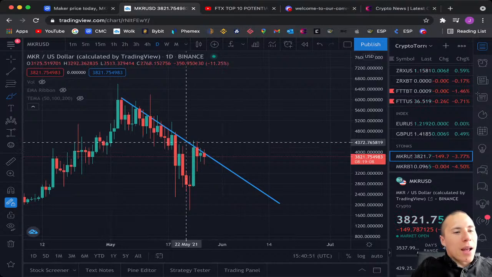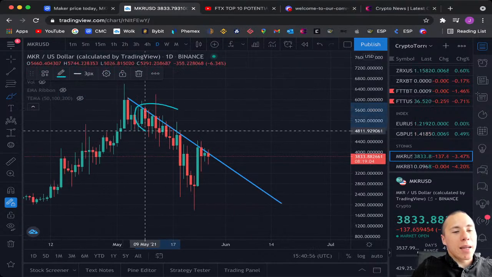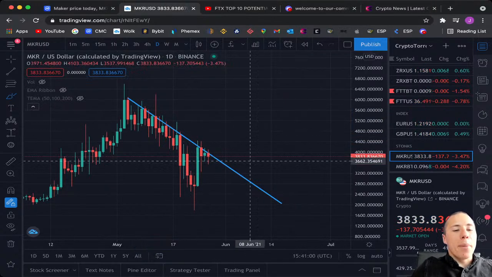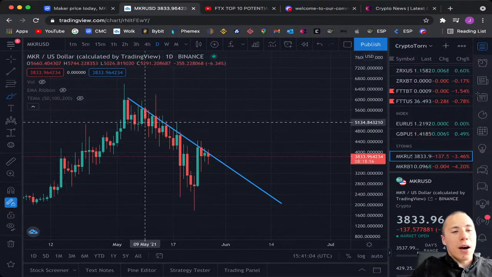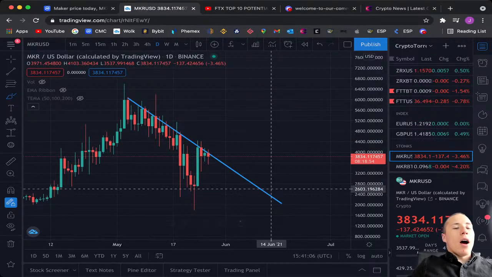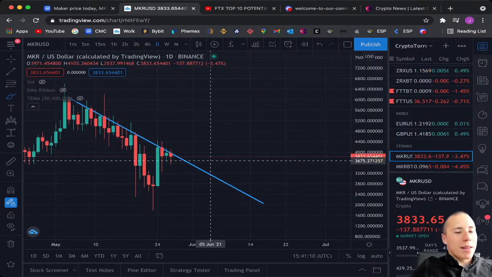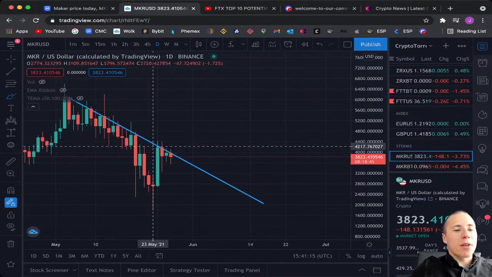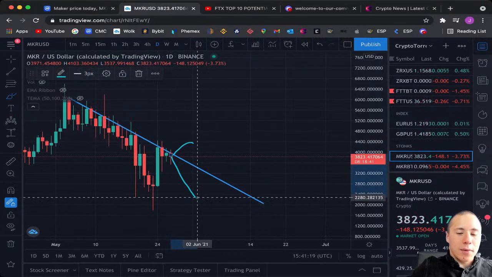So it could be possible that Maker will get rejected once again before retesting this downward sloping resistance, but it tested this downward sloping resistance line many times, so this will be quite difficult to break above, especially because the more touch points there are on a particular trend line, the more significant it will be. So this downward sloping resistance is quite huge, and that's why we have to take a look at if it will be able to break out towards the upside instead of towards the downside.